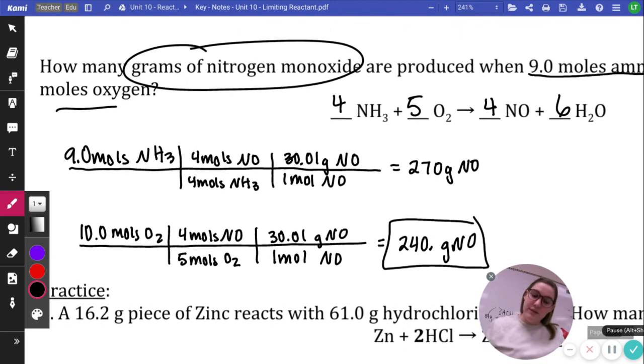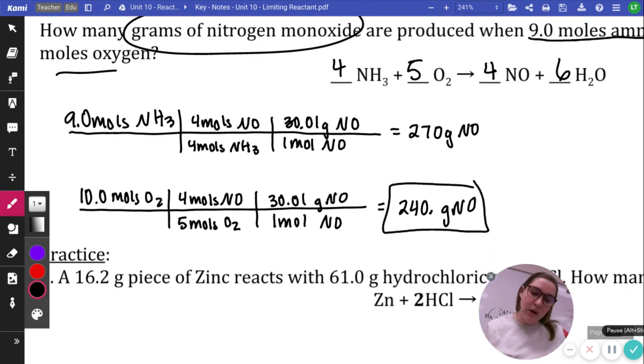So we were looking for grams of nitrogen monoxide. So I did my mole-to-mole ratio and then my mole-to-mass ratio. I got 270 grams for the first one, 240 grams for the second one. We always pick our smaller answer, so we would only be able to make 240 grams here. So oxygen would be our limiting reactant, and ammonia would be our excess reactant.